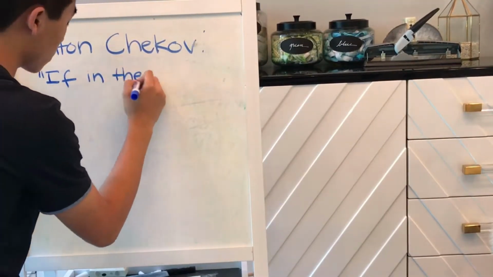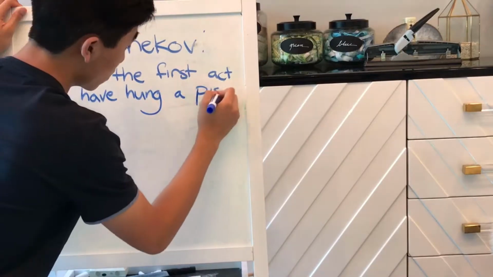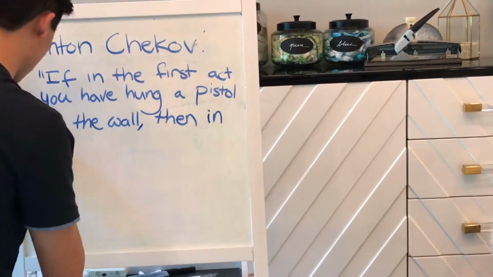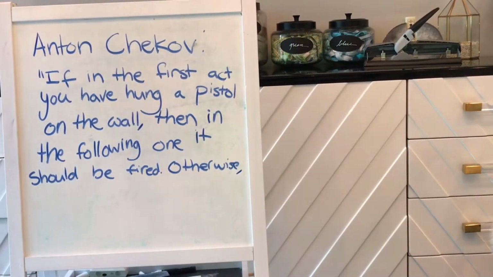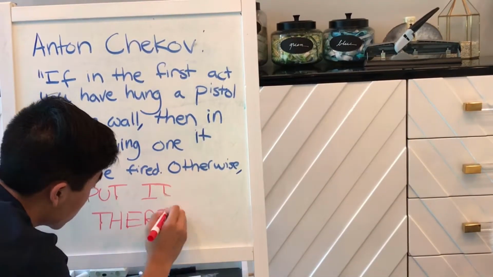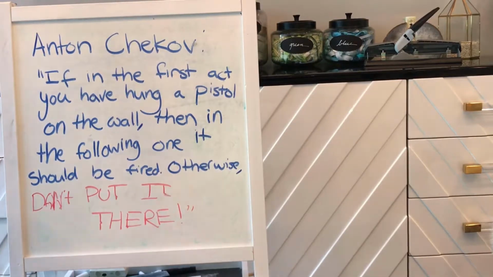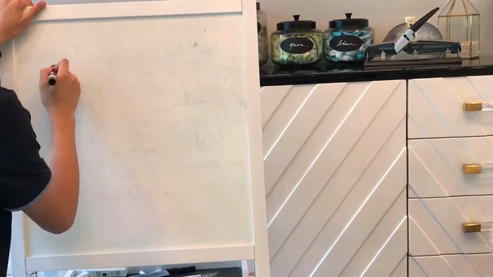Chekhov's gun is a term coined by the Russian playwright Anton Chekhov. He said, "If in the first act you have hung a pistol on the wall, then in the following one it should be fired. Otherwise, don't put it there." Now let's look at an example where Chekhov's gun is used in a story.